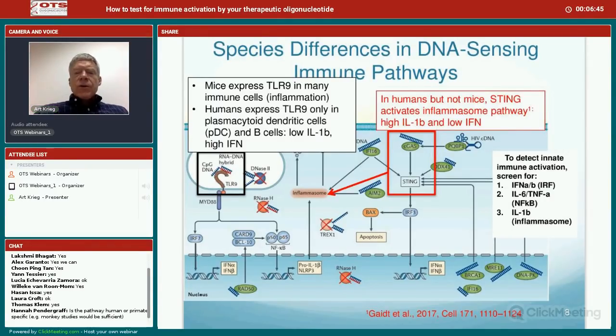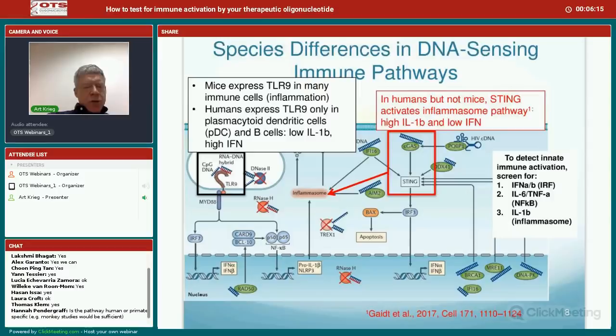between mice and humans. And I want to point out also that whereas with the STING pathway there is interferon production, it's relatively low compared to the very high interferon induction through the TLR9 pathway. And conversely, IL-1 beta is highly induced by STING agonists in human cells because of the inflammasome pathway, but relatively little IL-1 beta is induced in mouse cells.